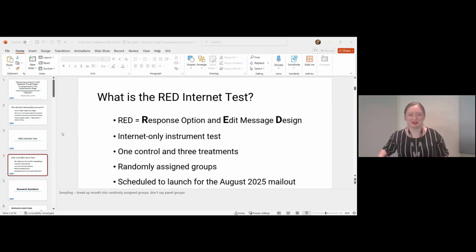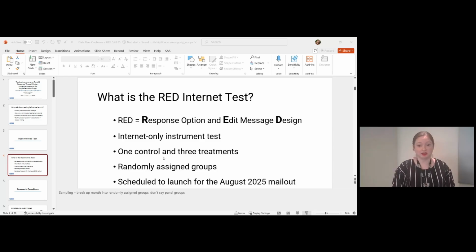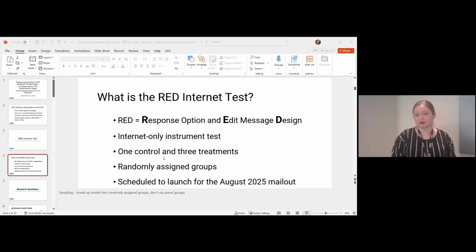So I'm talking today about two experiments that we're running in order to improve response. Today we're mostly talking about the internet instrument, but also some mail out timing and messaging too. So why am I talking about two tests before we launch? These are tests that haven't happened yet. They're going to be launched in the next few months.